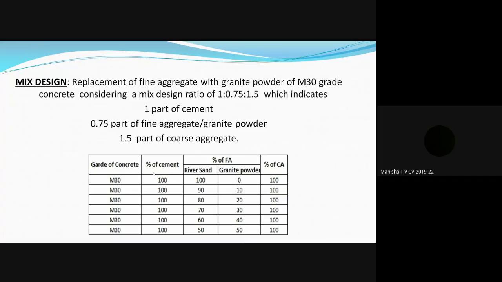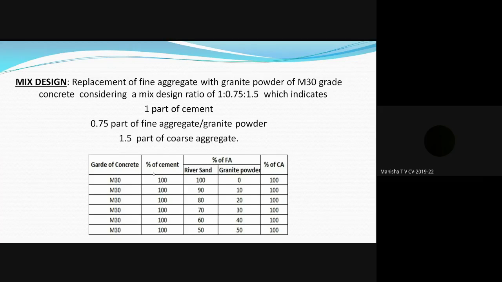This is the table showing the percentage of replacement of fine aggregate with granite powder. The table consists of 5 mix proportions with 1 control mix proportion, so totally 6 mix proportions. Due to COVID-19, we were not able to conduct the laboratory tests, so we have referred to the articles of different authors.